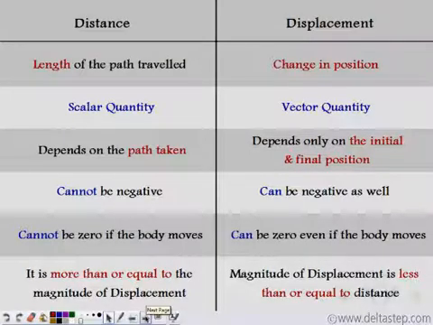Distance and magnitude of displacement. Well, by definition, magnitude of displacement is the length of the shortest path between the 2 points, and hence it is always less than or equal to the distance, and distance is always more than or equal to the magnitude of displacement.